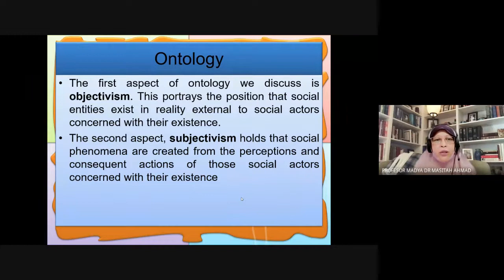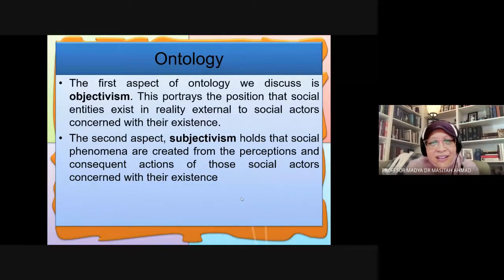And when we talk about this ontology, the second aspect we are also going to talk about is subjectivism, because in subjectivism the whole social phenomena is created from the perceptions and consequent actions of those social actors concerned with their existence. So as you can see here, there are two aspects related to this ontology. First is the objective, and the second one is the subjective.